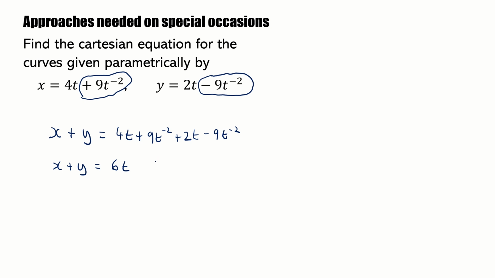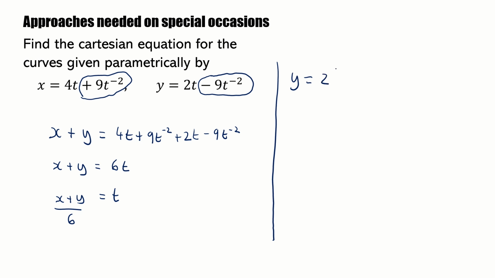And oh my goodness, what have we done? We've ended up creating an equation that can now be rearranged to be t equals. So we've got t is equal to (x plus y) over 6. So therefore that means I can now continue on and use that to eliminate the t in one of my two equations. I'm going to plug that into, well, let's plug it into the y equals equation.